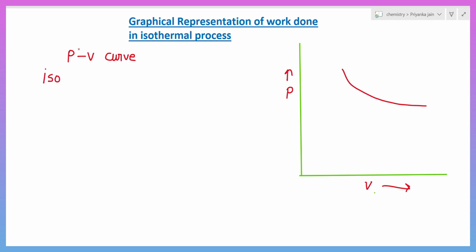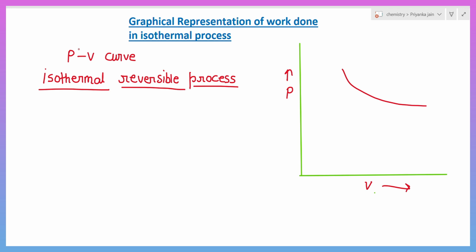Actually, you get such curves for the isothermal reversible process. You get the curves for the reversible process; for the irreversible process, you do not get the curve. I am giving you the reversible and irreversible processes both in the same video. Just relax. First of all, understand the reversible process. For the isothermal reversible process, whenever we have to find the work done, we will use the PV curve, the graph between pressure and volume.